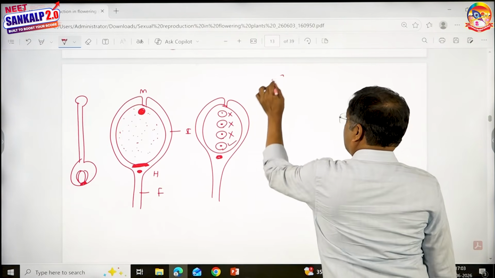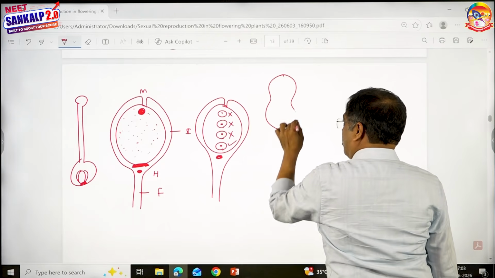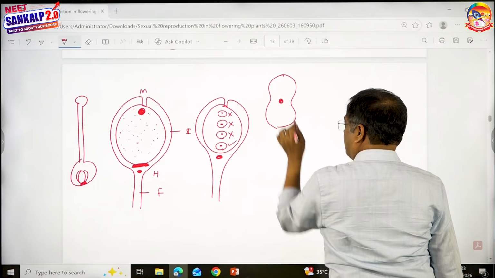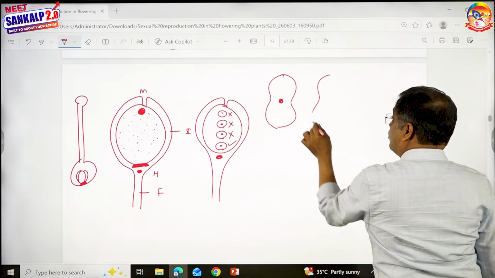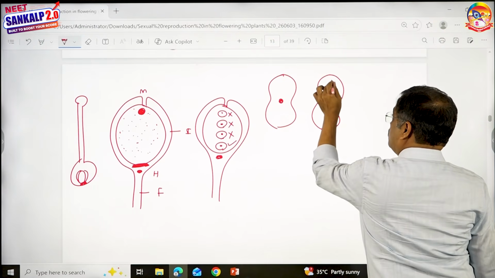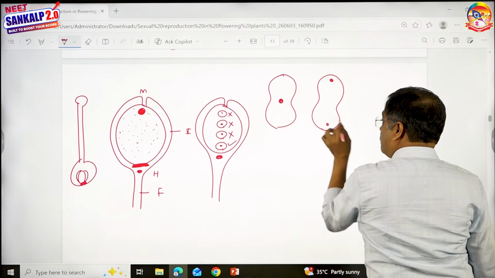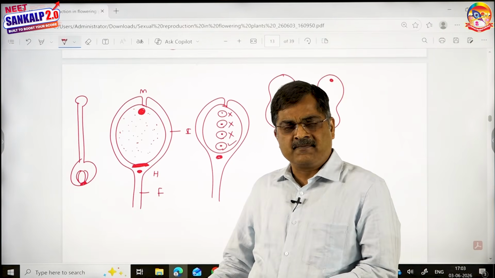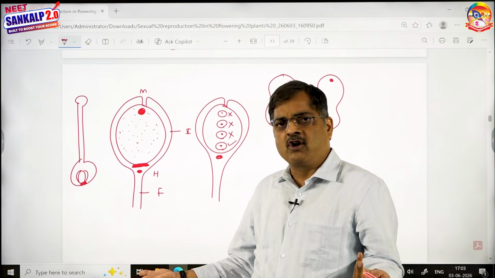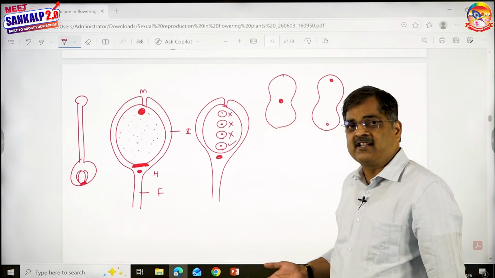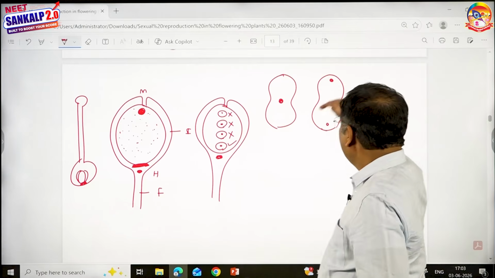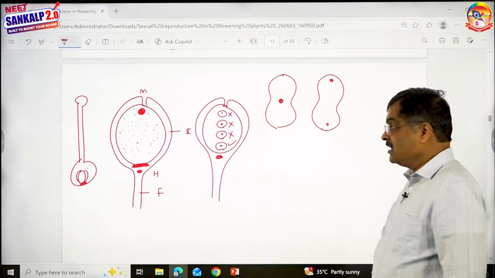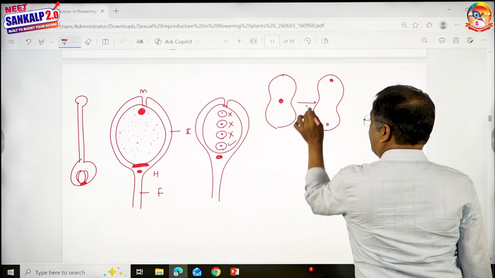Now what will happen to this spore? Please concentrate. I'm drawing this outside. Don't think that it is thrown out. All right, only for convenience. This is the megaspore. What will happen? This undergoes free nuclear divisions and the 2 nuclei migrate towards the 2 poles. Free nuclear division is nothing but mitosis. Karyokinesis took place but not cytokinesis. So now in place of 2 cells, we say 2 nuclei. One nucleus migrates towards one pole, the other migrates to the other pole. This is after one generation of mitosis.